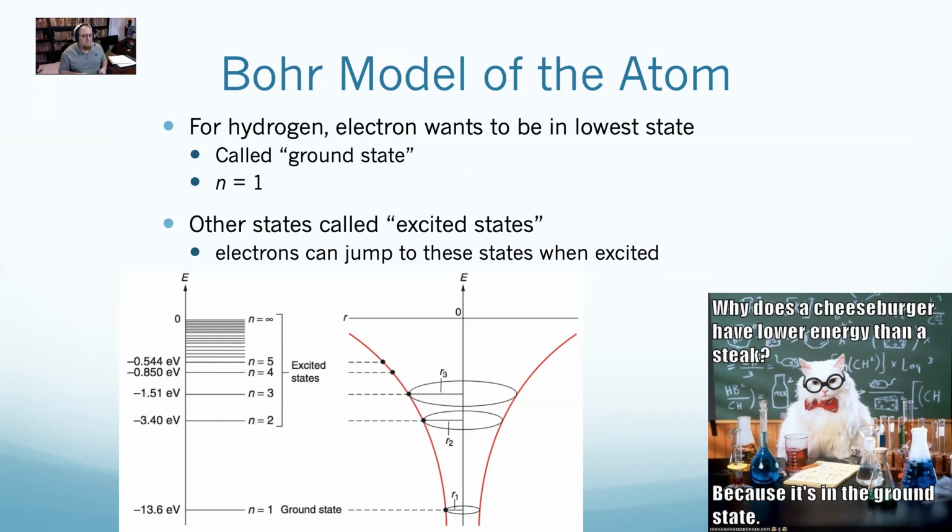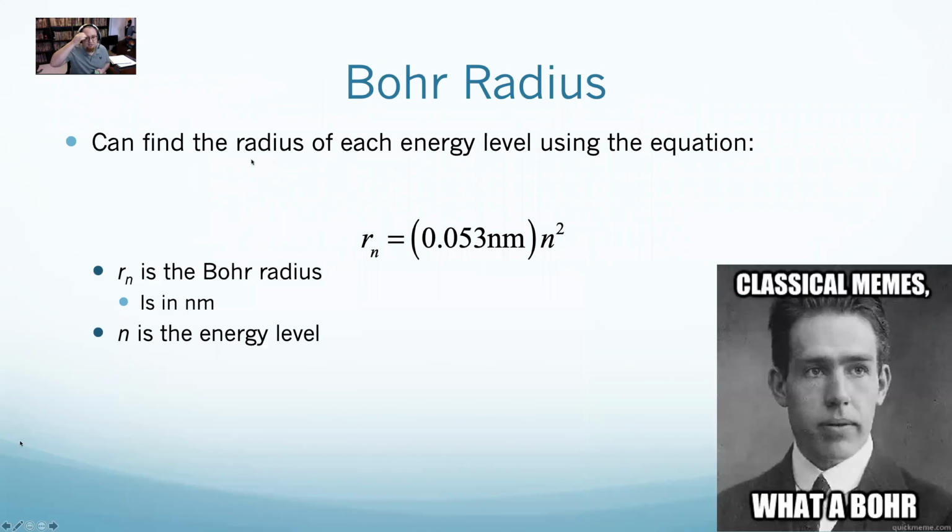Now, he mathematically solved for the radius of each energy level and the amount of energy an electron has in each energy level. The equations he used to solve this are really complicated and would take an entire day to go through, so I'm just going to go straight to the conclusion. And what he said is the radius of each energy level is 0.053 nanometers times n squared, where n is the energy level. And this is only true for hydrogen. Keep in mind, this is only for hydrogen.